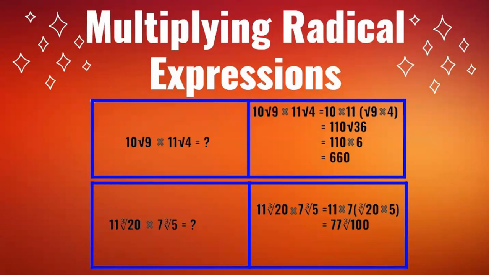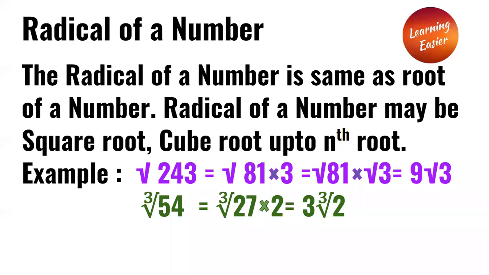Welcome to Learning Easier. Today we're going to learn how to multiply radical expressions. Radical of a number. The radical of a number is the same thing as the square root of a number. Radical of a number may be square root, cube root, up to the nth root.